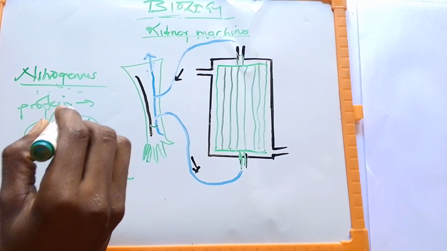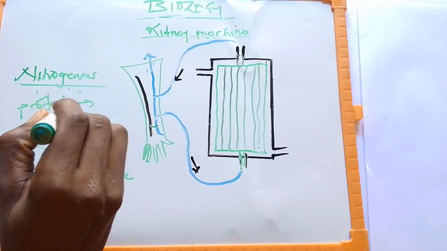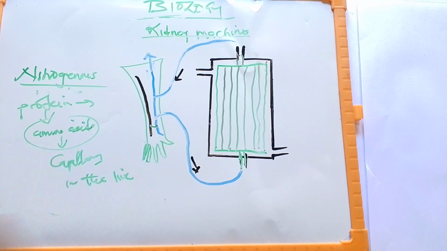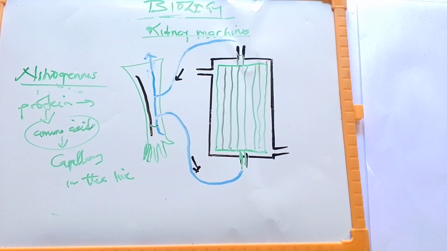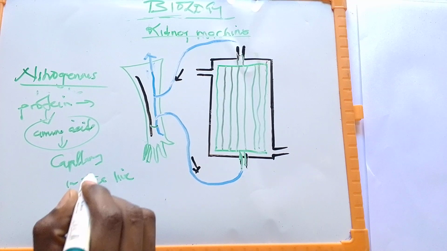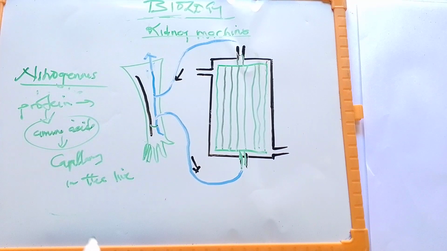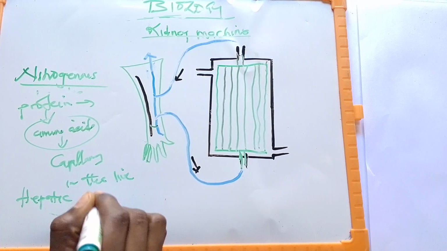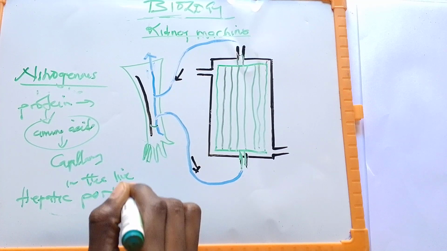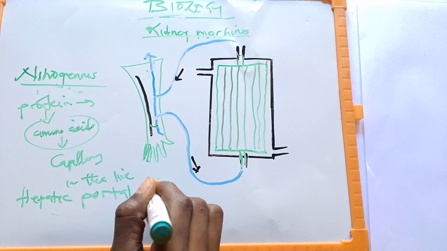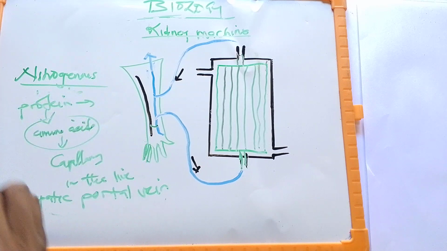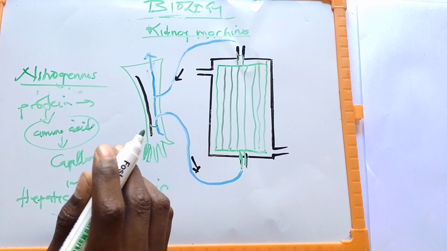So when you are connecting the digestive system and the liver, we use what we call the hepatic portal vein, which is responsible for carrying amino acids from where they are produced to the liver. So the hepatic portal vein is the one that carries amino acids from the digestive system and takes them to the liver for their usage.